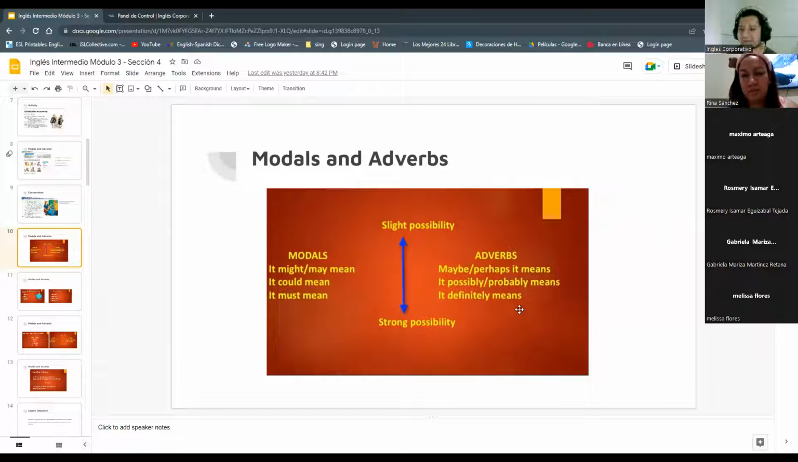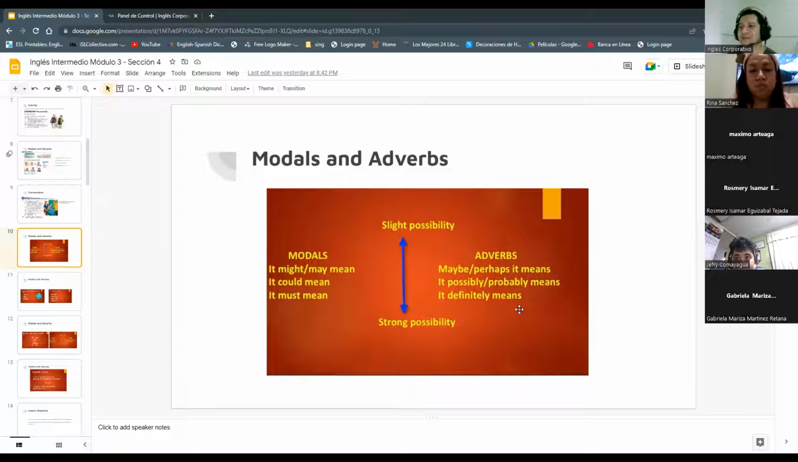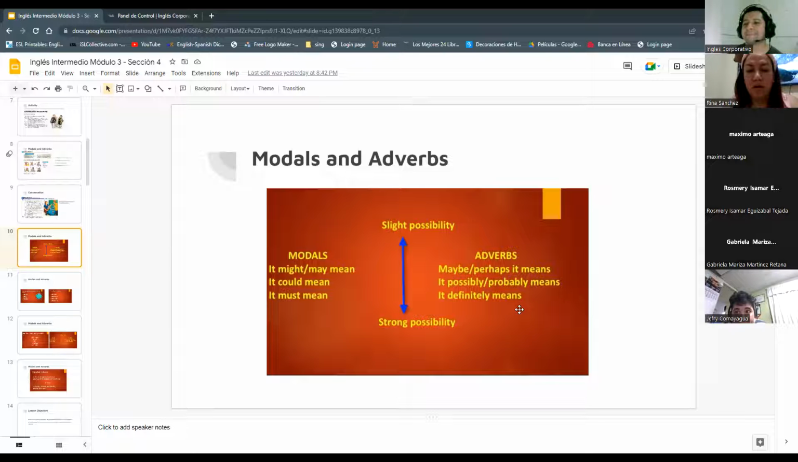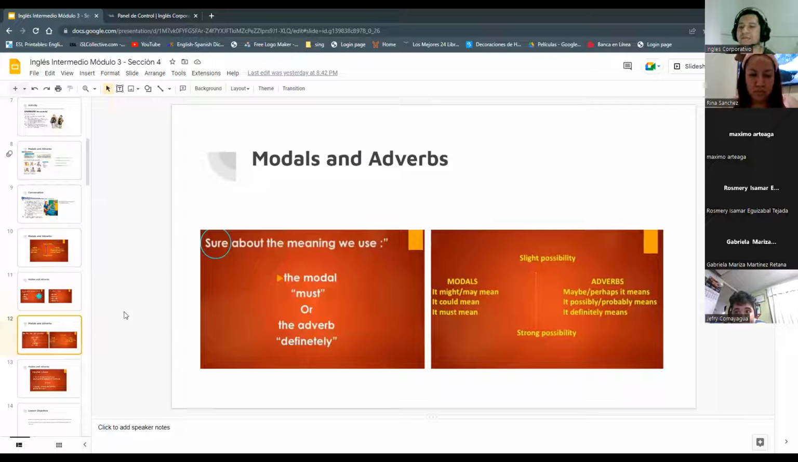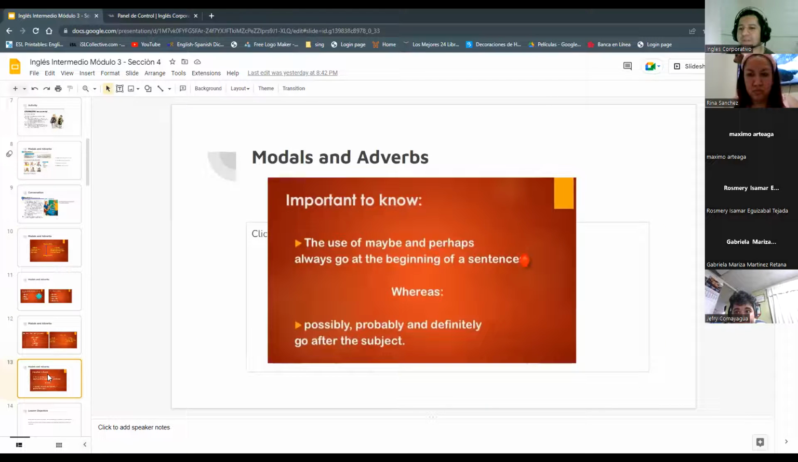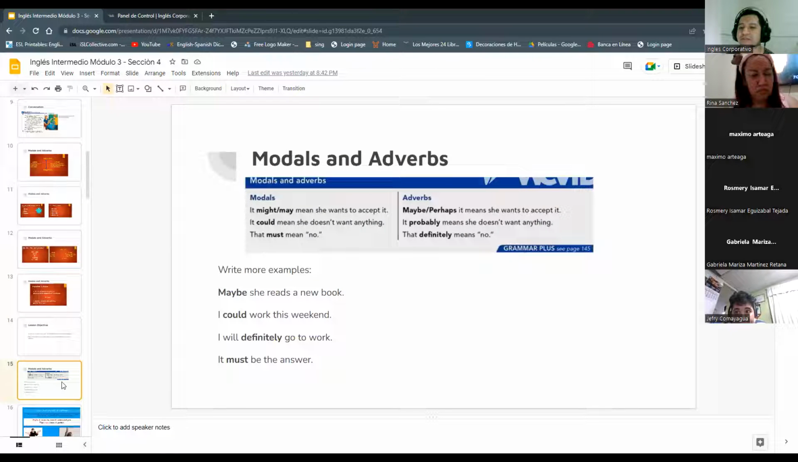Must, exactly. Y si algo no estoy tan seguro de que pueda pasar, ¿cuál utilizo? Maybe, perhaps, possibly, probably, or definitely. Which one? Si no estoy tan seguro de algo, ¿qué adverbio puedo utilizar? Maybe, perhaps, also possibly, right? Or probably. Exactly. Very good. So those are like a slight possibility and a strong possibility. And these are the differences, right? These are the modals and these are the adverbs. We studied this yesterday. And if we are sure, as we checked yesterday, the modal must or definitely we can use. Or if we are not sure, we can use the other ones, right? Very good. Perfect. So this is just a review.